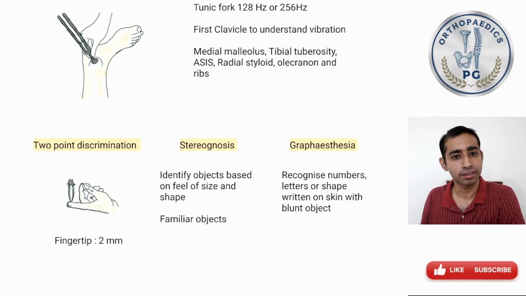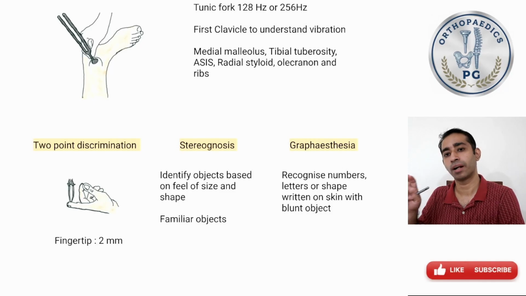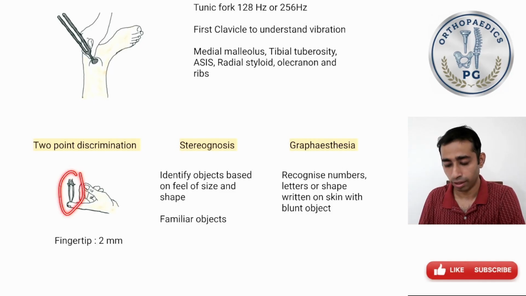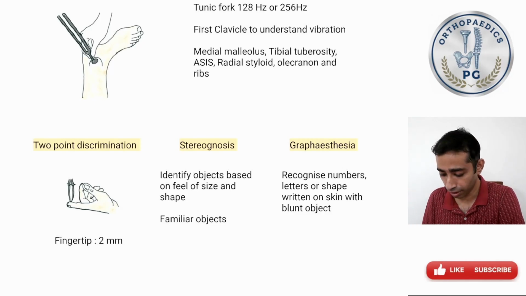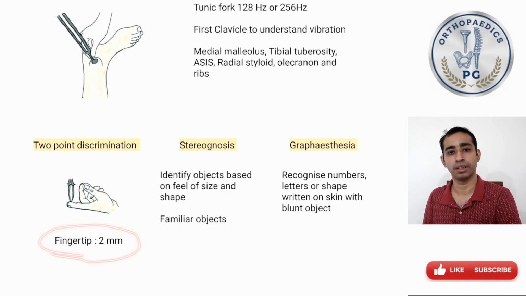Last are the cortical sensations. The first is 2-point discrimination. Any blunt tipped prong like a divider can be placed, and we ask the patient to tell at what distance the patient can feel 2 points as separate points. The normal 2-point discrimination distances are different in different areas. For fingertips, it is around 2 millimeters.